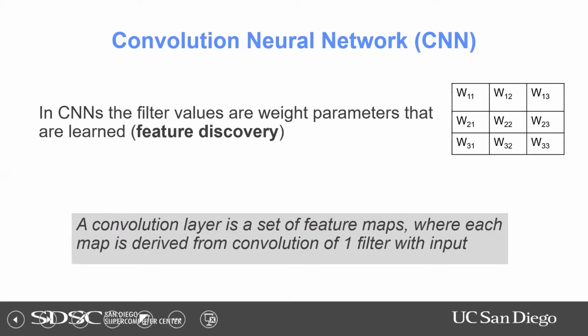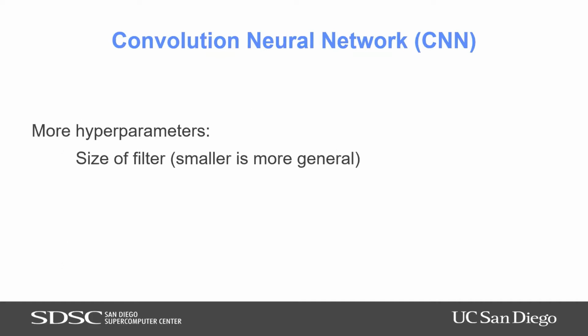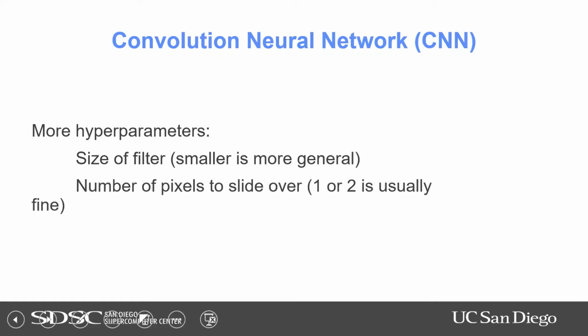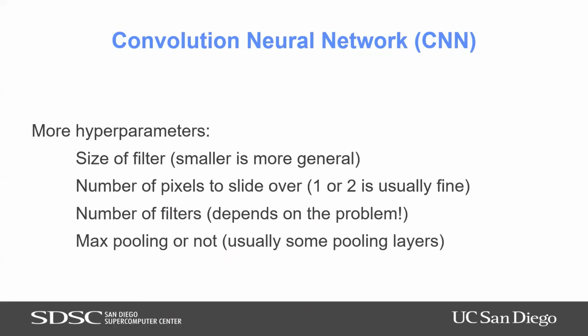A convolution layer is a set of feature maps where each map is derived from a convolution of one filter with the input. That's the other key: we're going to repeat this operation for a bunch of different filters, and we end up with a bunch of different feature maps. The downside, as you might have guessed, is that there are more hyperparameters. We have to think about what the size of the filters should be, and in general, smaller is better, more flexible. How many pixels should we slide over? Usually people use 1 or 2. The more pixels you slide over, the more computation you save, but you lose granularity. And the number of filters.